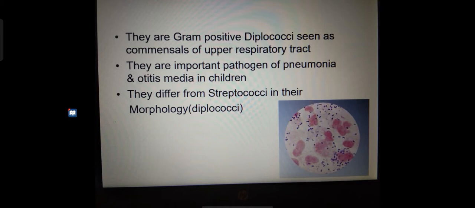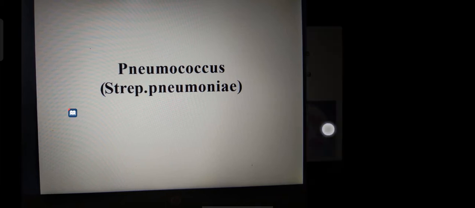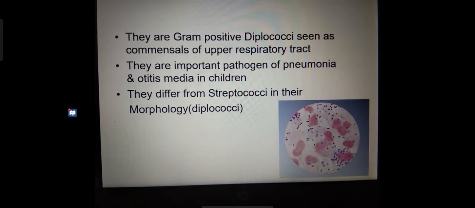Okay, they are gram-positive. Firstly, it is a gram-positive diplococci and seen as a commensal of the upper respiratory tract. We know that Streptococcus pneumoniae will cause infection in the respiratory tract, and it will produce pneumonia. First of all, regarding pathogenicity, we will see that it will produce pneumonia. Okay, so it will infect mainly the upper respiratory tract. So coming back to the introduction, they are gram-positive diplococci and seen as a commensal of the upper respiratory tract.